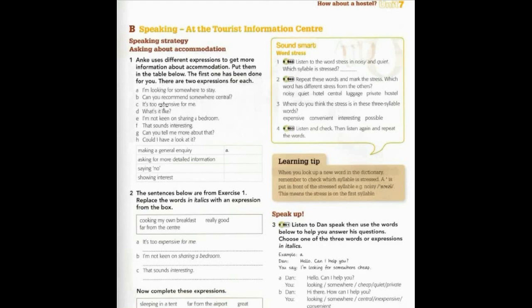Here, it is too expensive for me. It is saying no. She doesn't wish to take that option. The next one, I mean D: what is it like? I mean option D here is asking for more detailed information. She needs more information about that hotel or hostel.